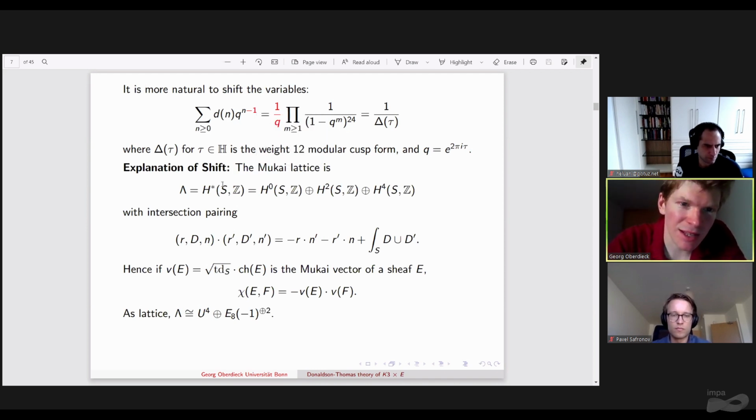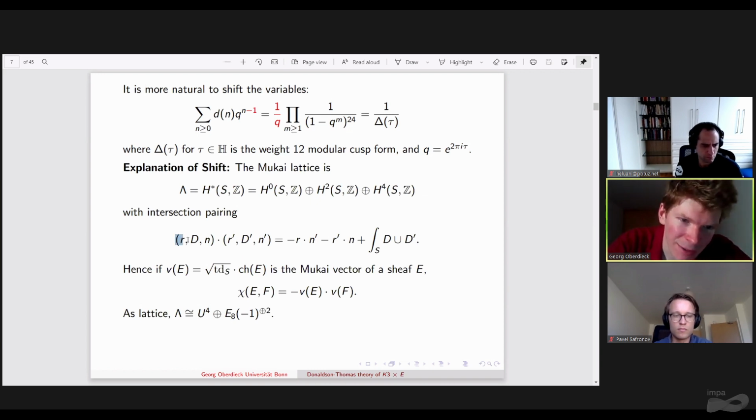Okay, so this lattice is just the ordinary lattice of the cohomology of the K3 surface, that just has even cohomology, H0, H2, and H4. But then instead of just taking the standard cup product on this K3 surface, we take the cup product which matches the Euler pairing.